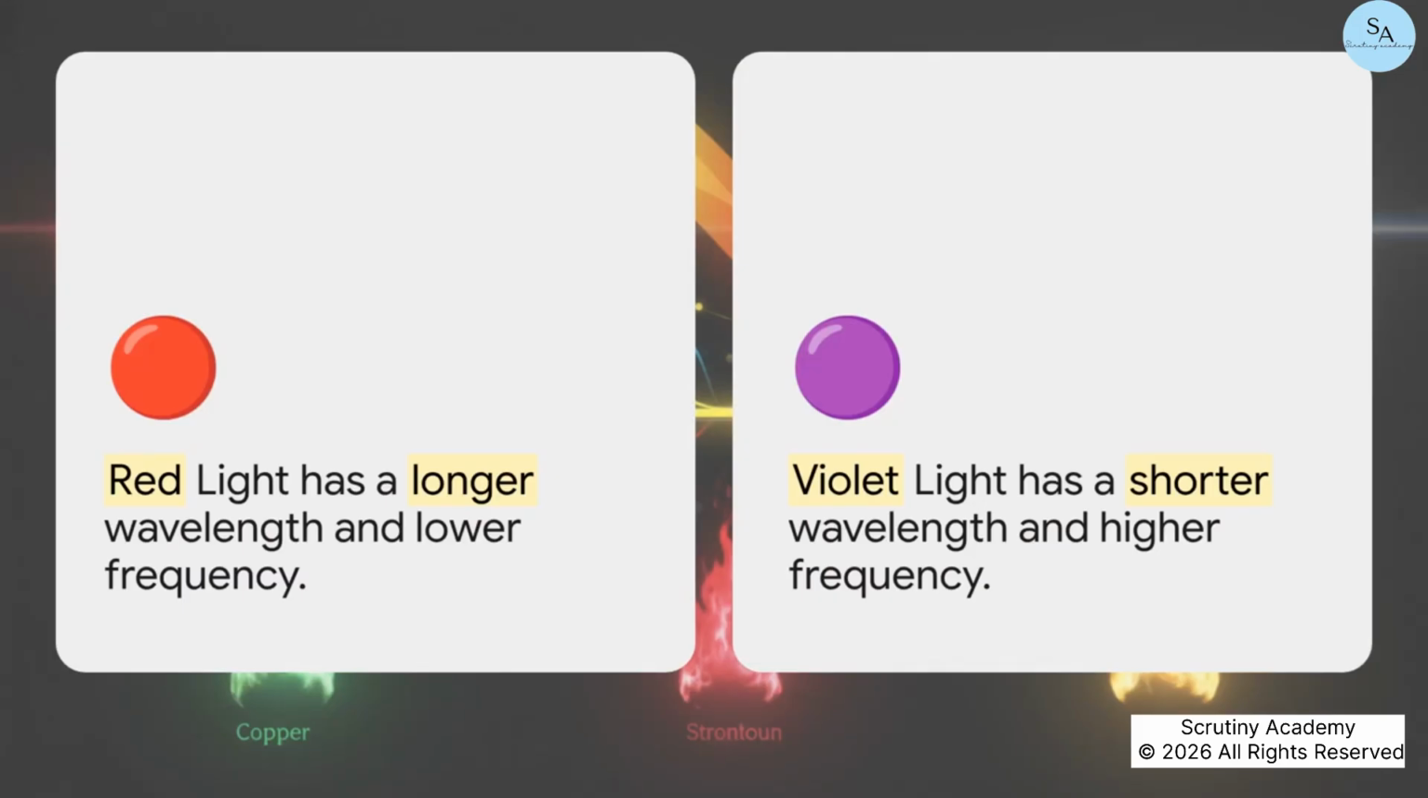So what makes red different from violet? It all comes down to its wavelength. Think of light as, well, waves. Red light has these long, lazy, stretched-out waves. Violet light, on the other hand, has much shorter, choppier waves that are all bunched together. So longer wavelength for red, shorter wavelength for violet.